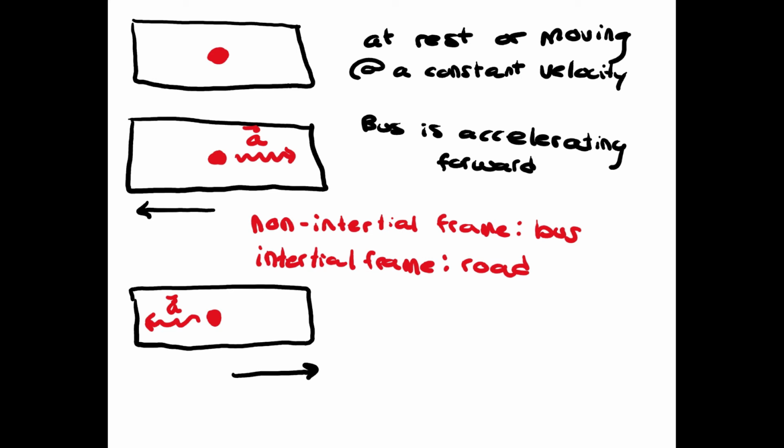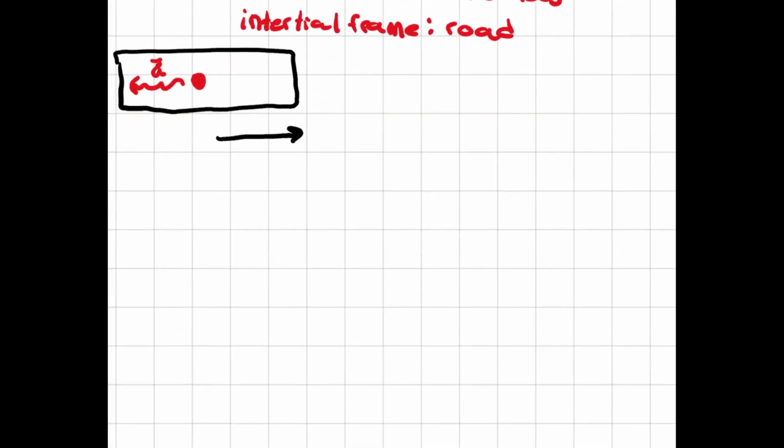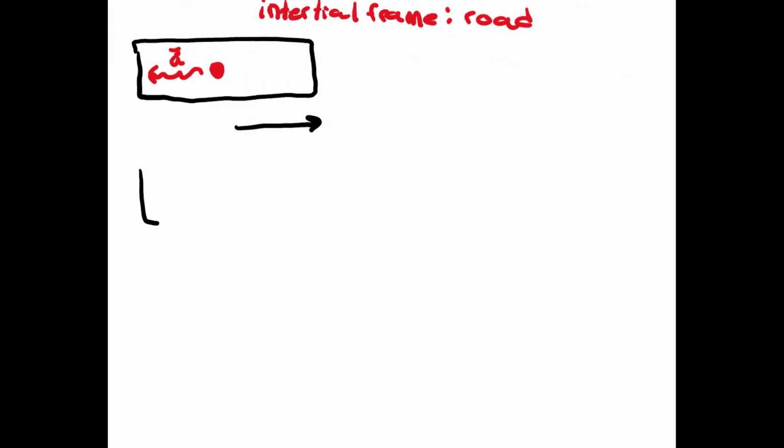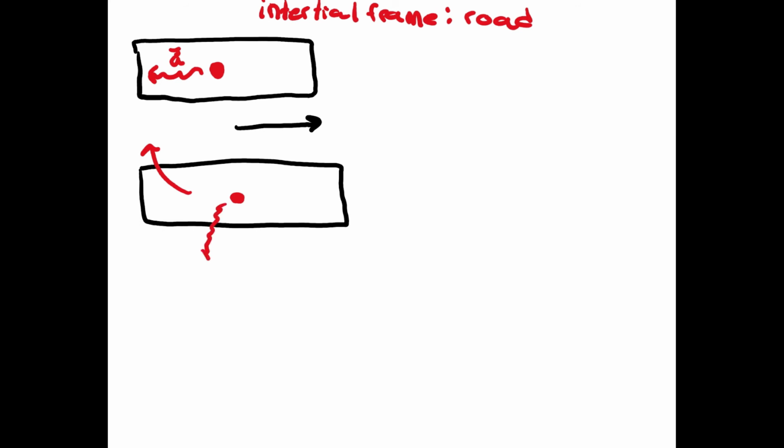Same thing would happen if the bus were to turn. So say the bus takes a sharp turn, and the bus turns this way, to the right. Well, the ball would appear to accelerate to the left. Again, this is fictitious acceleration because no force is really being exerted this way on the ball.